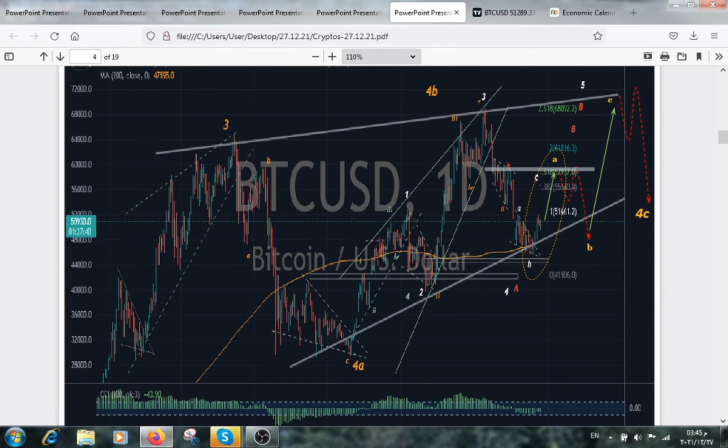There are 2 necklines to test. There is this neckline. This first leg A here in yellow is actually an ABC formation in white. After you finish it, there's going to be another ABC formation down in yellow and then a big 5-wave swing into C to 68,000. So what we're buying now will not take us to 68,000. What we're holding now will just take us to the next neckline.